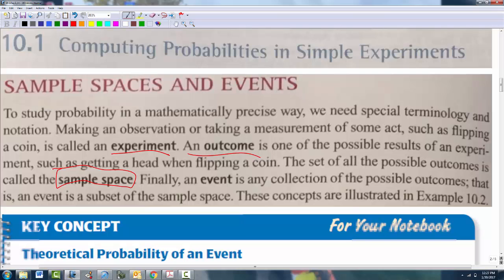Write the sample space. By the way, I have a gift for you. All right, let me hand out the gift.